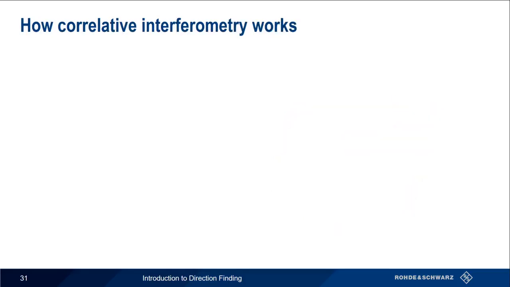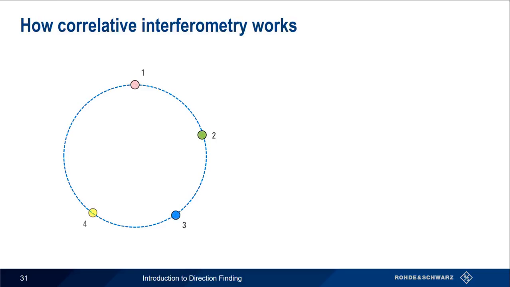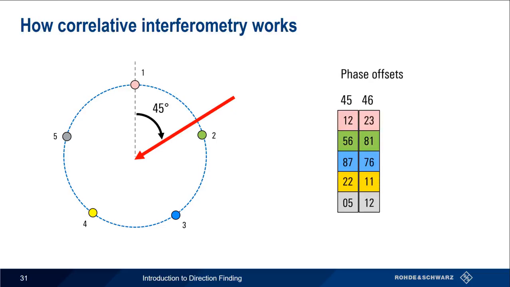For our example, we'll use a 5-element interferometer. We place these 5 elements in a circular pattern, with one of the antennas, here antenna 1, being designated as our reference channel. When a signal arrives at our array at a given angle, say 45 degrees, the measured signal will be phase offset at each of the 5 antenna elements. We then record these offsets for each element and at each angle.